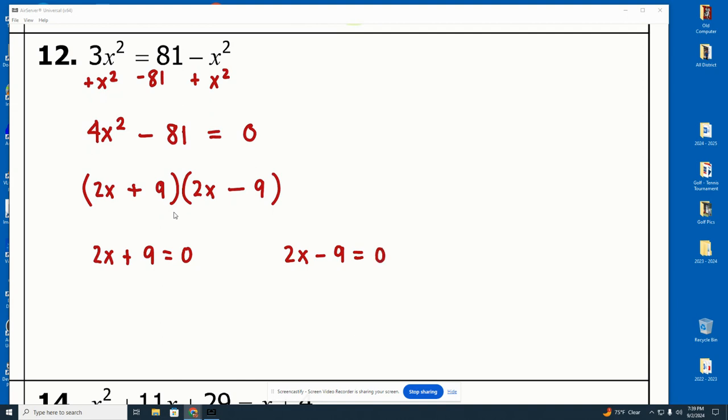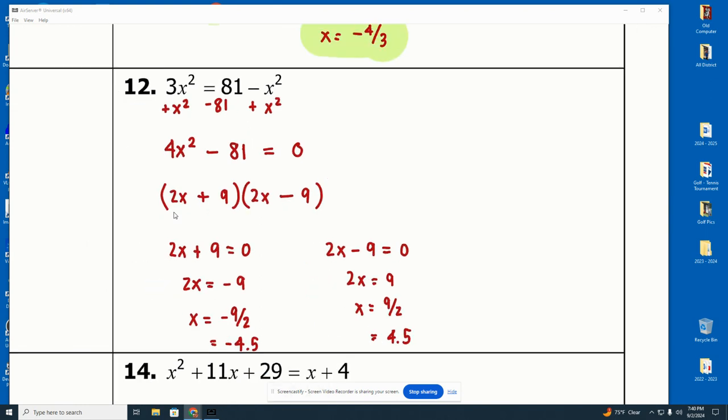to 0. This one I'm going to have to subtract the 9. So it'll be negative. I'll divide by 2. So that's negative 9 over 2, or some people maybe change that to negative 4.5. This one I'm going to add 9 and divide by 2. So it's either positive 9/2 or, like I said, positive 4.5. And there they are. Those are my solutions for number 12.